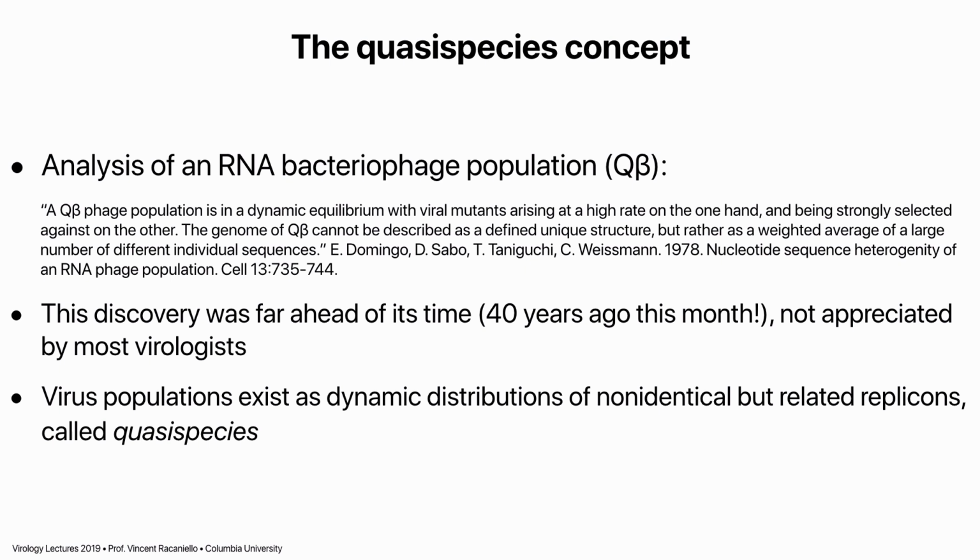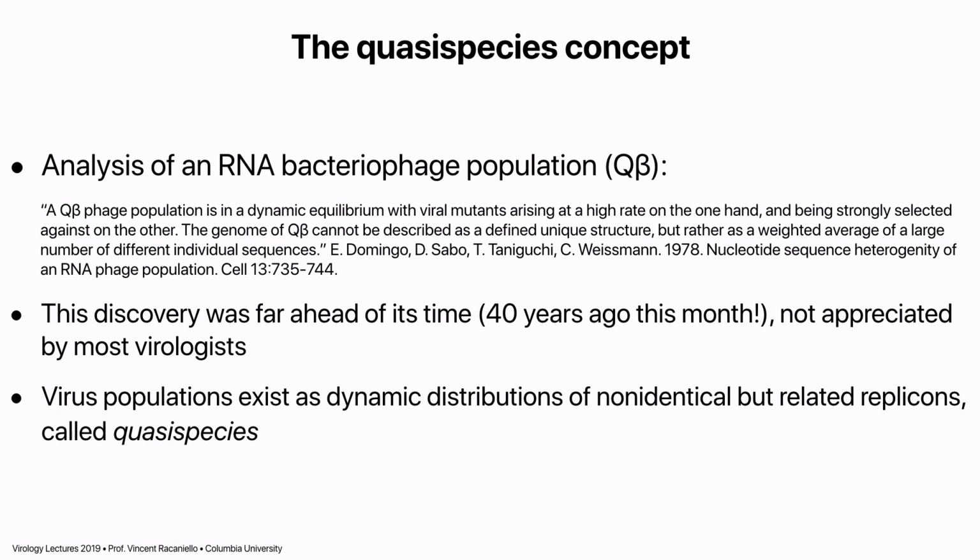Back in 1978, this paper was published. It was called Analysis of an RNA Bacteriophage Population. And I remember this very well. And we quote, a Q beta phage population, that's the name of the phage, is in a dynamic equilibrium with viral mutants arising at a high rate and on one hand being strongly selected against on the other.